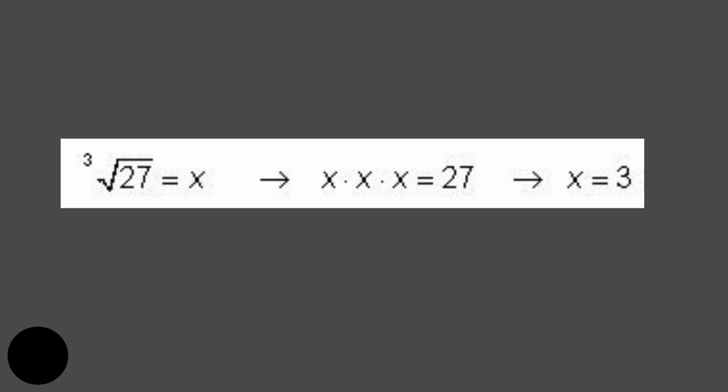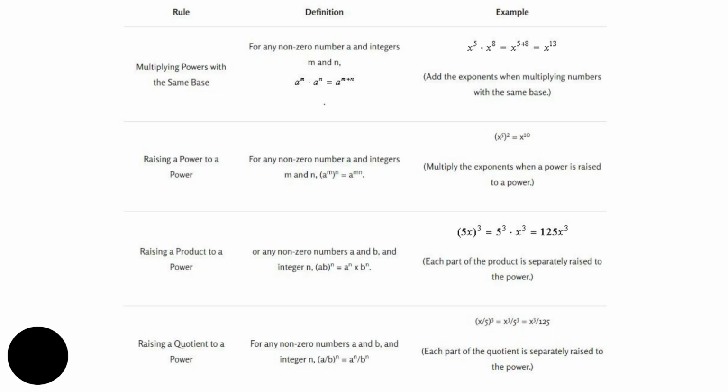So you can see 27. So here x equals 3. So that means x is multiplied 3 times. And here is multiplying powers with the same base, and raising a power to a power, and another, raising a product to a power.